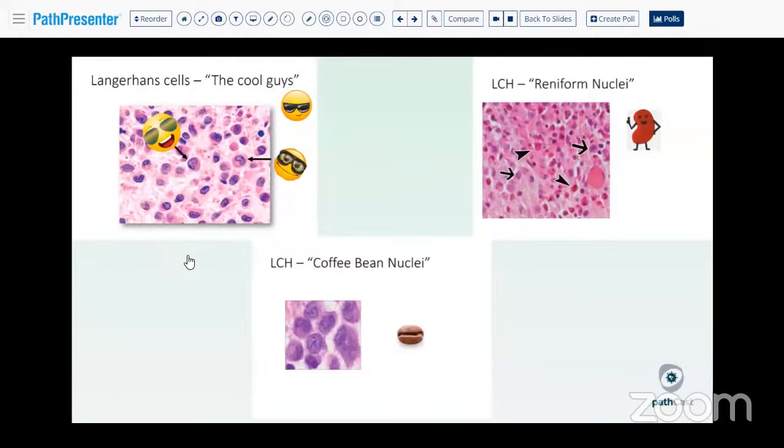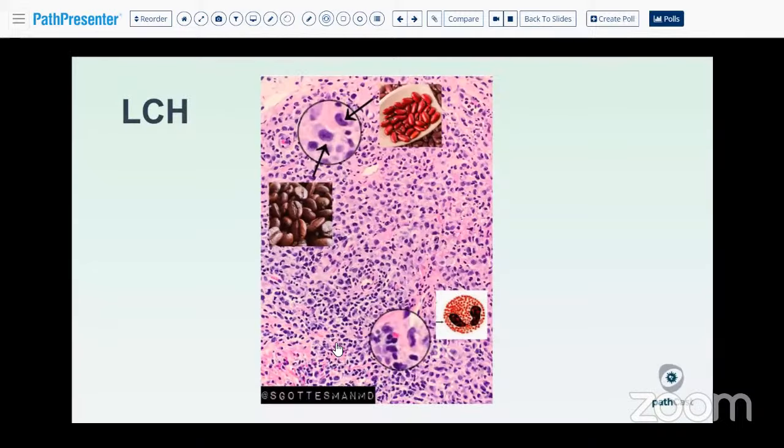I've always loved Langerhans cells since I was a med student. I always thought Langerhans cells were kind of the cool guys of hematopathology, in that they would look to me like they're wearing aviator sunglasses. But apparently that's just me. Everyone else thinks they look like kidney beans, and that's fine too. So reniform nuclei is another name for them. And the coffee bean occurs when we look really, really close and see the cleavage, and that can be another way that they appear.